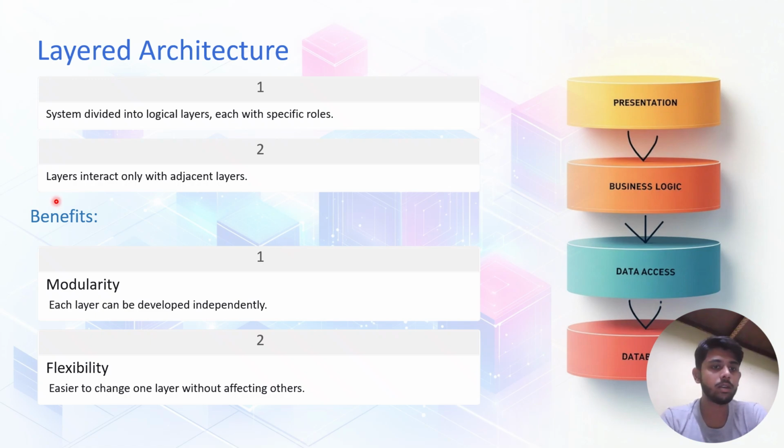Then we know that each layer interacts only with the adjacent layer. Then what are the benefits of using layered architecture? Each layer can be developed independently, and it is easy to change a layer without affecting another. So if we want to change some business logic, we don't need to update the presentation layer or database access layer. That makes it more convenient and user friendly.